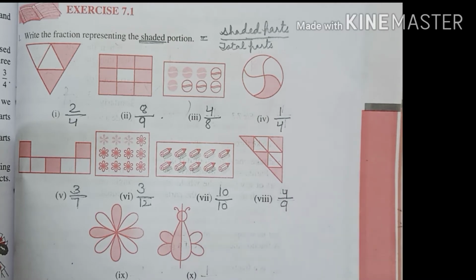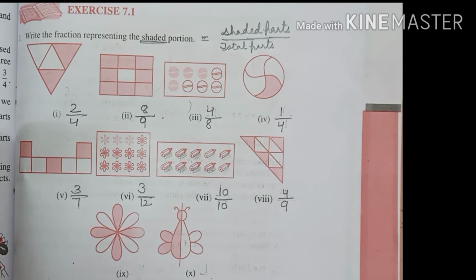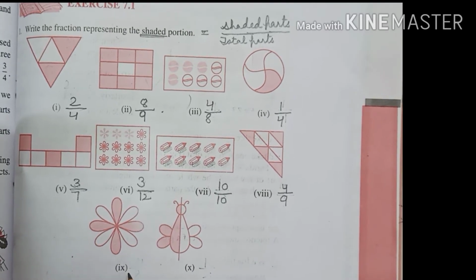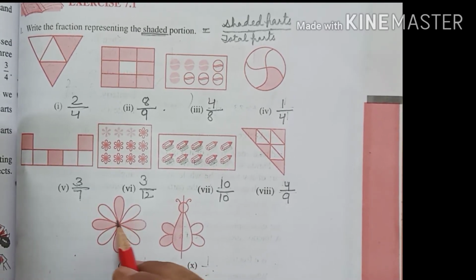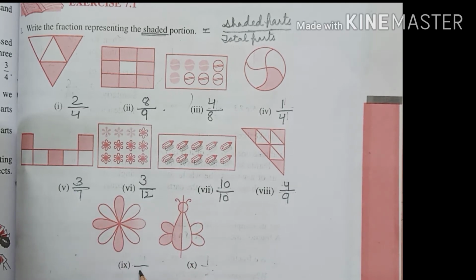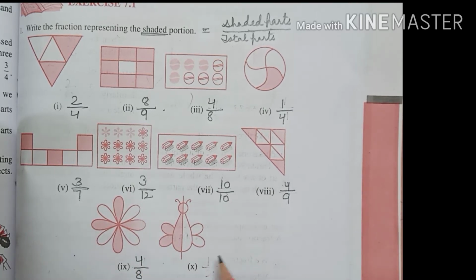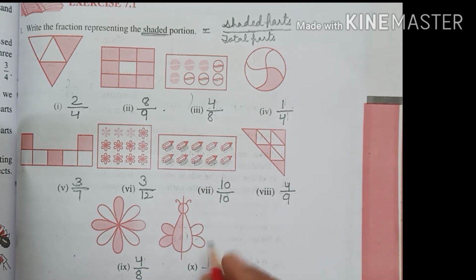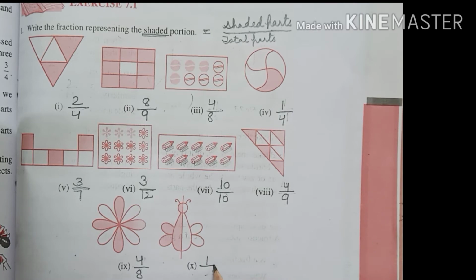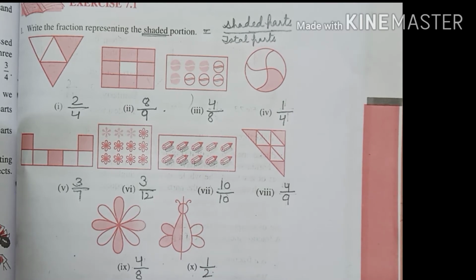4. In ninth part, there is a flower and in this flower 4 leaves are shaded and total 8 petals and 4 are shaded. In 10th number part, this figure is divided in 2 equal parts and one part is shaded, one is not. So we can say this figure is half shaded.